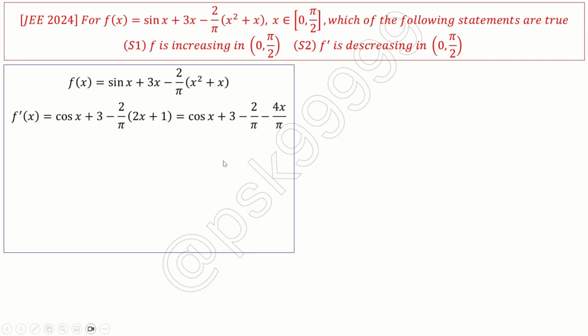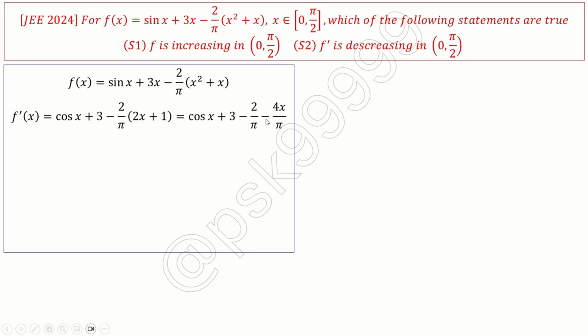Now f dash x increasing or decreasing depends on whether this expression is positive or negative, always greater than 0 or always less than 0. If you see here, 2 by pi is a fractional part between 0 and 1, because pi is 3.14, so the denominator is bigger than the numerator, so this is less than 1. So minus 2 by pi is minus some small value, then minus 4x by pi.